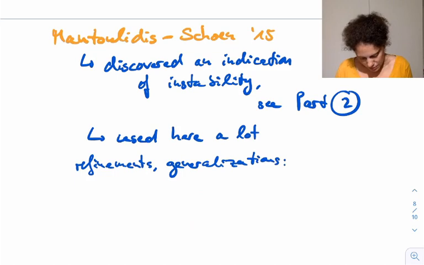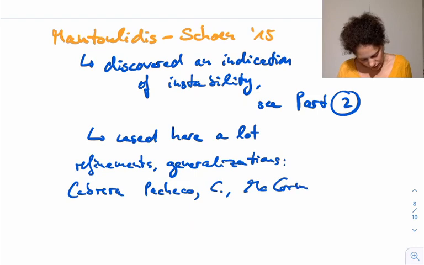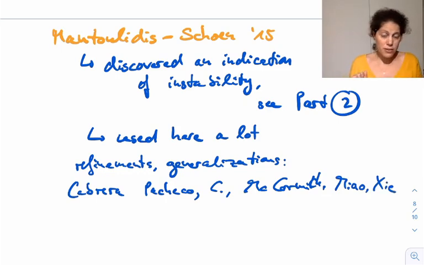So this would be Cabrera Pacheco, Cabrera Pacheco himself, Bartnik, Miao, and Xu. So these people prove refinements in various combinations of authors, refinements of this construction by Mantoulidis and Schoen. I'll say more about this in the second and the third video. And we rely on some of the techniques developed in those refinements as well.